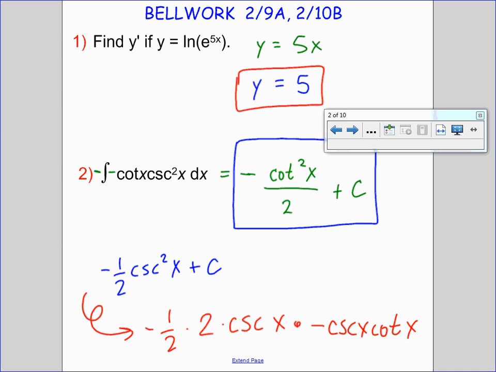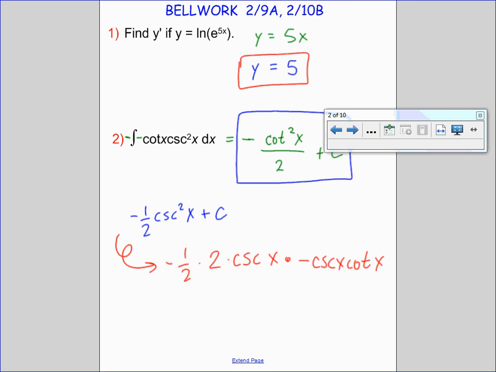And as I consider this differentiated expression, I notice that my negatives disappear. The 1/2 times 2 is just 1. And aren't we left with cosecant times cosecant is cosecant squared, and cotangent is cotangent? So isn't that equivalent to the original before we did anything? Right? Isn't that original? So what's going on here?